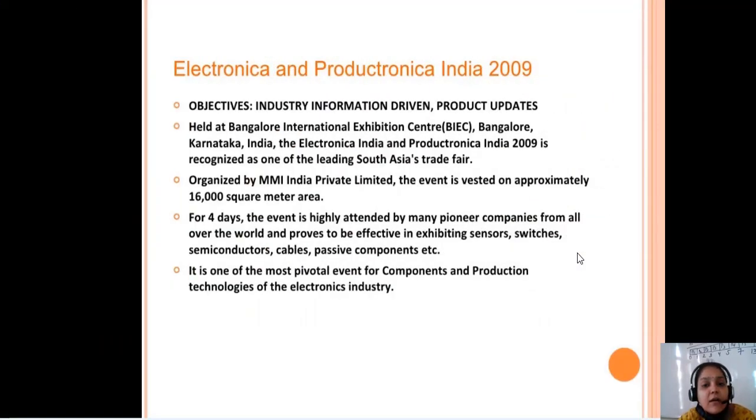Electronica and Productronica India 2009. So, what was the objective? Industry information driven product update. Yeah, this was being held at the Bangalore International Exhibition Centre, basically. In 2009 it was held, and it was a South Asia trade fair, organized by MMI India Private Limited, which was on a 16,000 square meter area. This event was there for 4 days, okay.